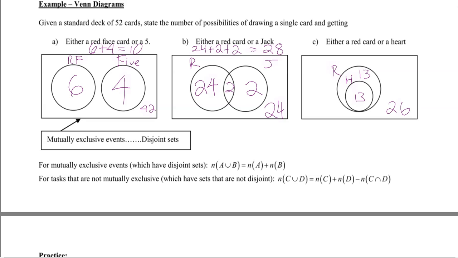If we did reds, so let's do this. We'll do the number in, let's do it over here. The number in red union jack. Union jack, it's an old flag. The number in red union jack would be the number of red. How many red cards are there? There's 26, right? Plus the number of jacks. How many jacks are there?